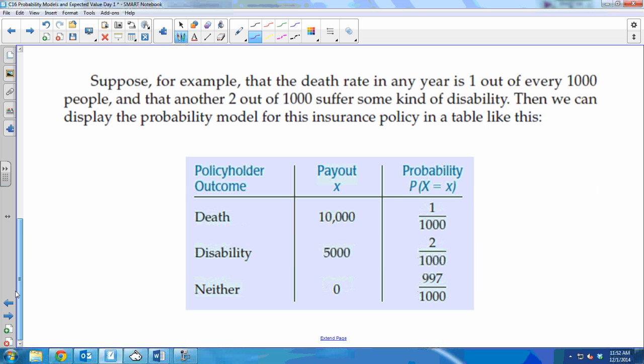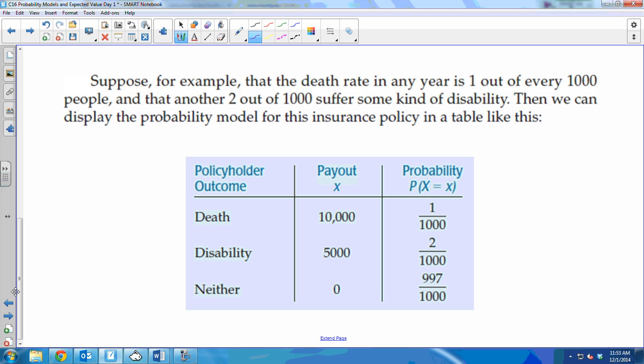So for example, it says the death rate in any year is 1 out of every 1,000 people, and that another 2 out of 1,000 people suffer some kind of disability. Those are the probabilities of these events occurring. Then we can display the probability model for the insurance policy in a table like this.